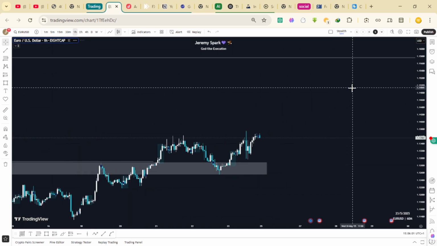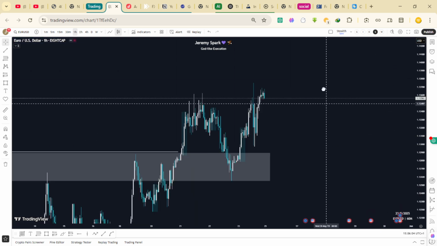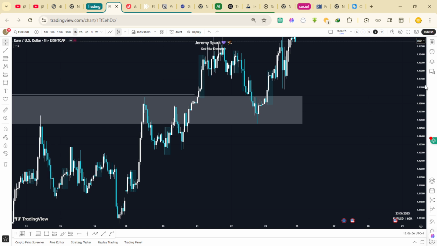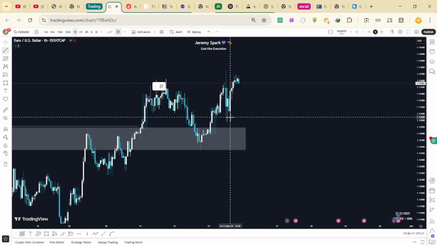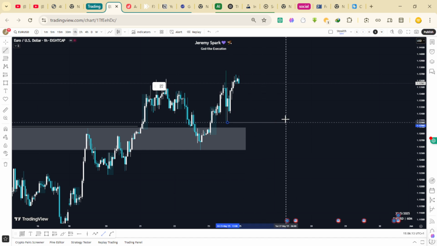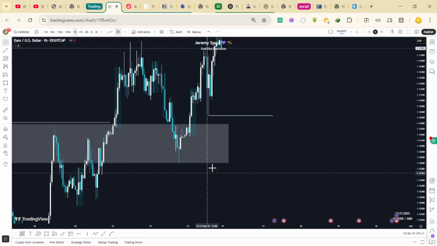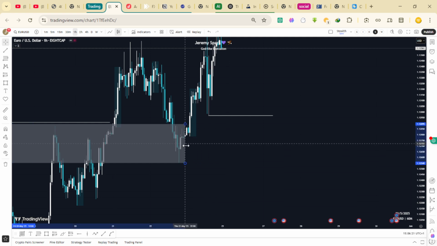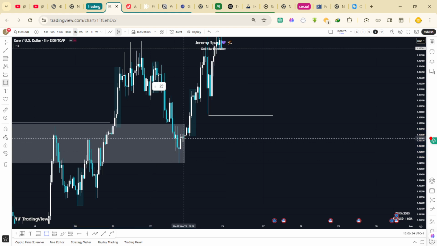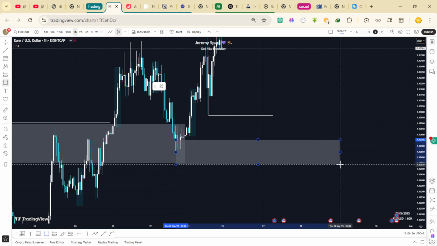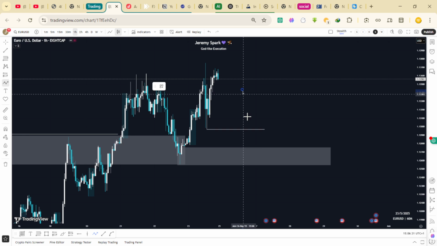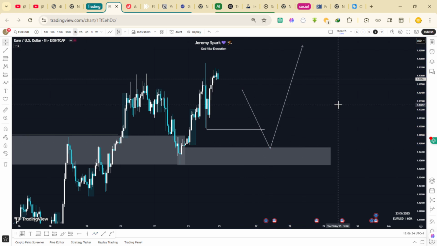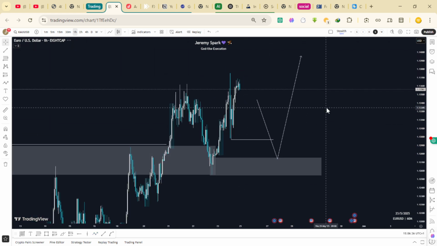So when I go to my 1 hour, I'm expecting price to possibly go up and take out this low before continuing. Yes, this is my inducement liquidity, and this is a possible zone to continue my buy from. This is a possible zone to continue my buy from on EURUSD.